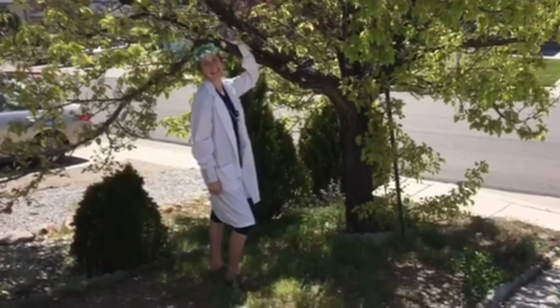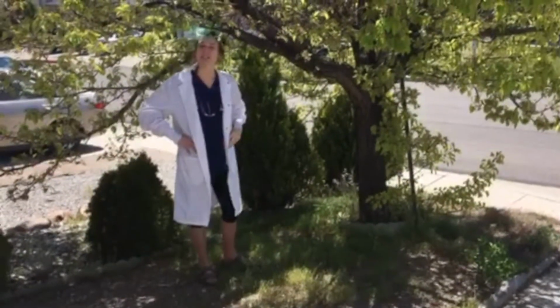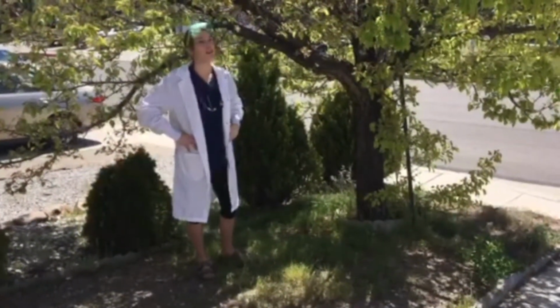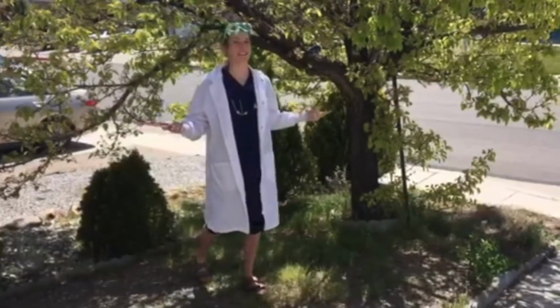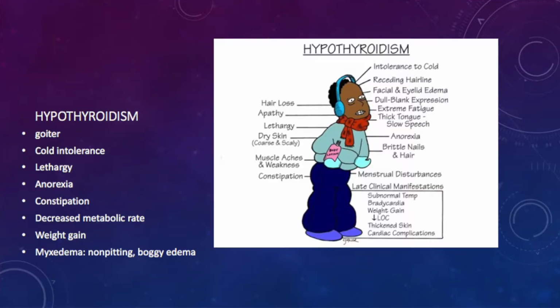Oh, hey there again. Now that we've gone over thyroid function, we're going to go into the dysfunctions of the thyroid. First, we're going to be looking at hypothyroidism. In hypothyroidism, thyroid hormone cannot be formed or released, causing an increase in TSH and a decrease in T3, T4, and free T4. Clinical manifestations are goiter, cold intolerance, lethargy, and signs and symptoms of a low metabolic rate.